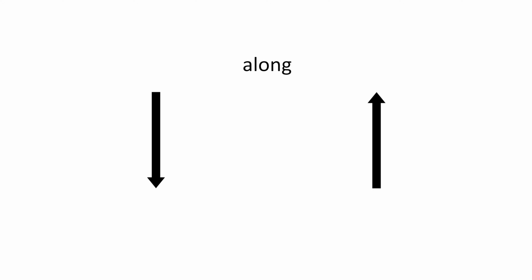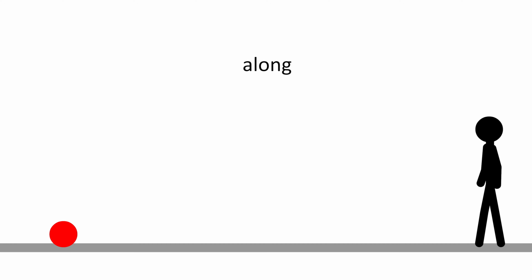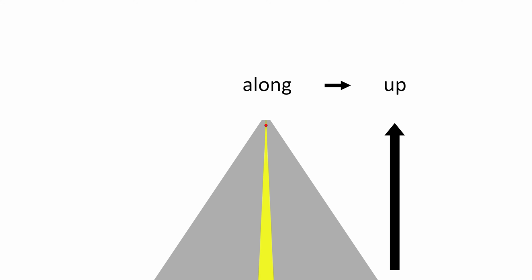Now, the reason for this has to do with the different ways we can perceive objects when they move along a horizontal surface. So, to visualize this, let's imagine that we're standing on a flat surface, like a road, looking at an object. If the object starts moving along the road, but away from us, it appears as if it's moving in an upward direction. Therefore, we can associate the idea of along with the preposition up.